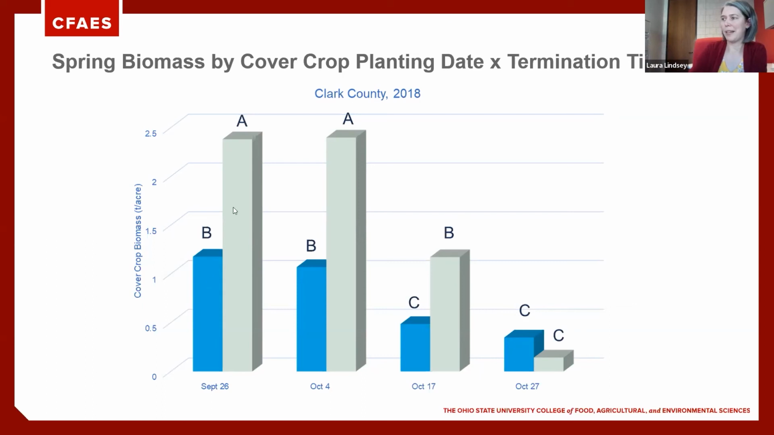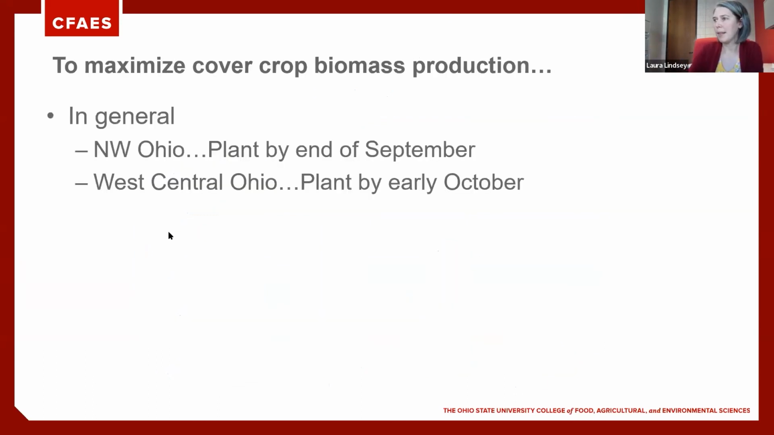There's also a termination timing effect. So basically, when we terminate later, we let that cover crop grow later. There's a lot of additional biomass that accumulates. So our later termination timings tend to have more biomass. But in general, just in terms of planting dates in Northwest Ohio, planting that cover crop by the end of September is probably ideal. And then in Clark County, more West Central Ohio, the latest you would want to plant is probably early October. Although if the weather cooperates, you may be able to get away with a later planting date.